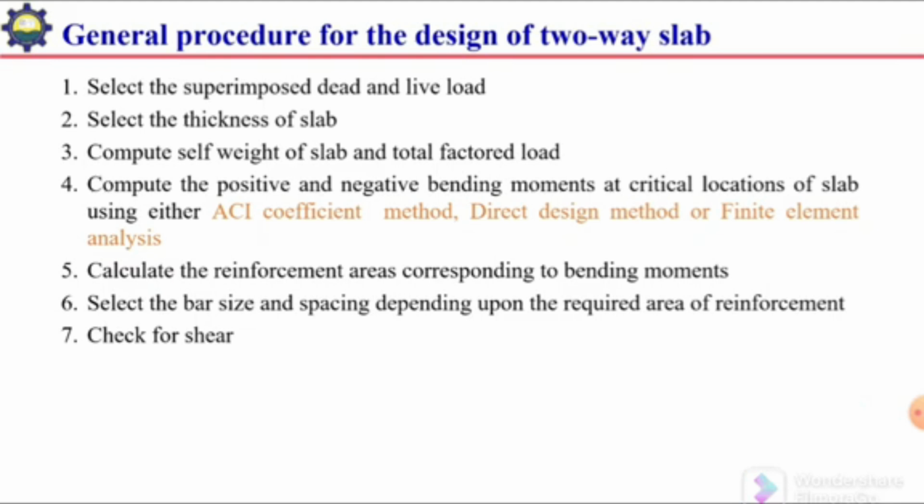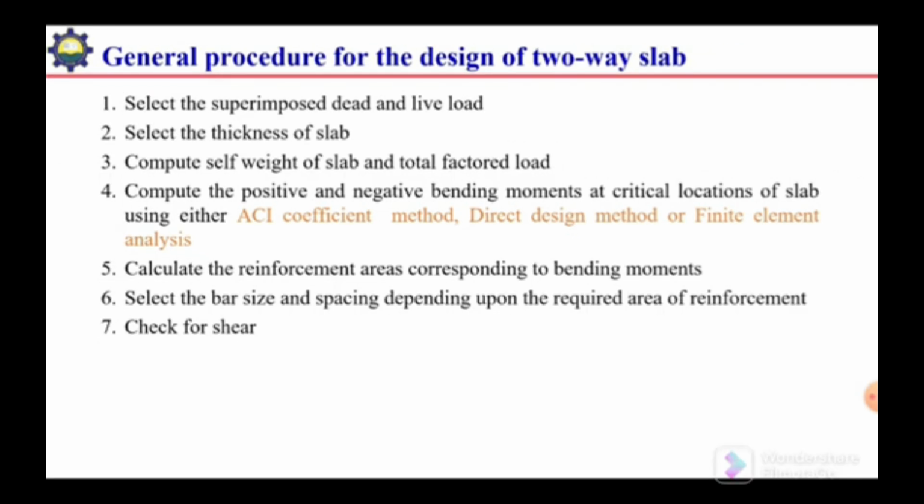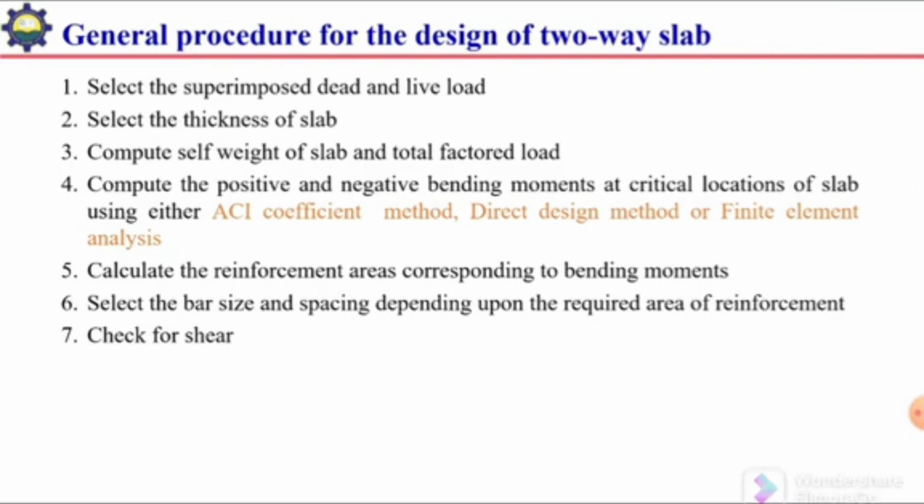So I have enlisted a few steps that are required for the design of a two-way slab system with any design method. The first step is to select the superimposed dead load and live load. The superimposed dead load may include the load of partitions, floor finishes, or any other permanent feature that will be installed in that building. Similarly, the live load is based on the occupancy and the purpose of that building.